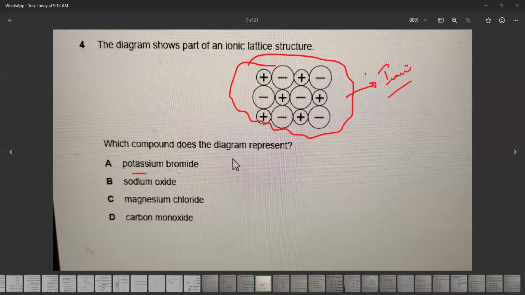Potassium bromide is ionic. Sodium oxide is also ionic. Magnesium chloride is also ionic. Carbon monoxide is not ionic. That's the first thing. The second is the positive ions look smaller than the negative ions.